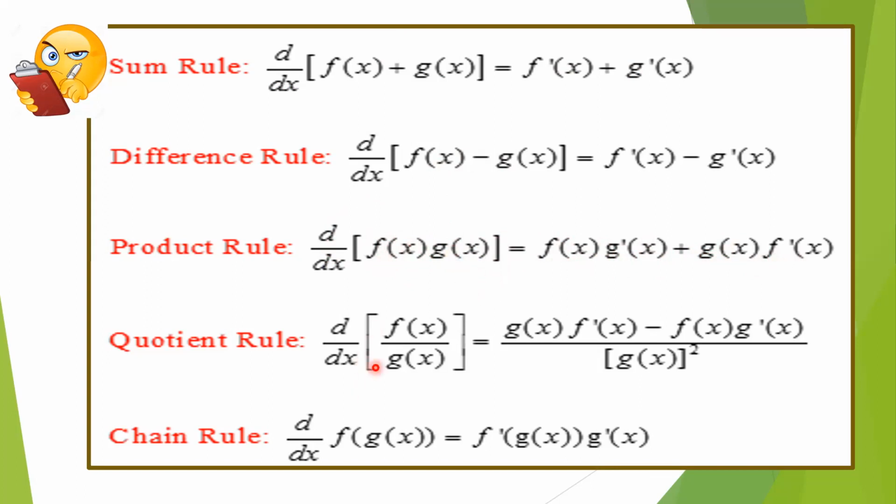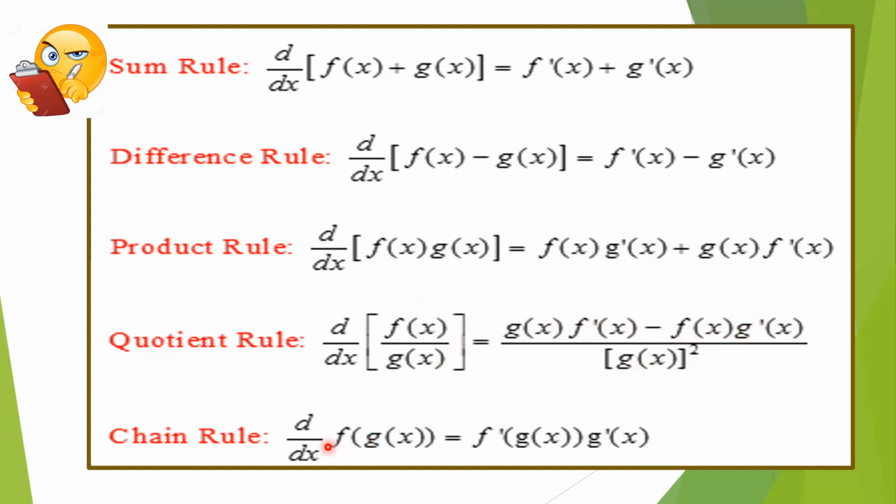And then for the quotient rule, we have the derivative of a quotient equal to a quotient also. We said last time, this is high, this is low. This is our formula: low d high, meaning denominator times the derivative of the numerator, minus high d low, or the numerator times the derivative of the denominator, all over low squared. Again, that's low d high minus high d low over low squared.